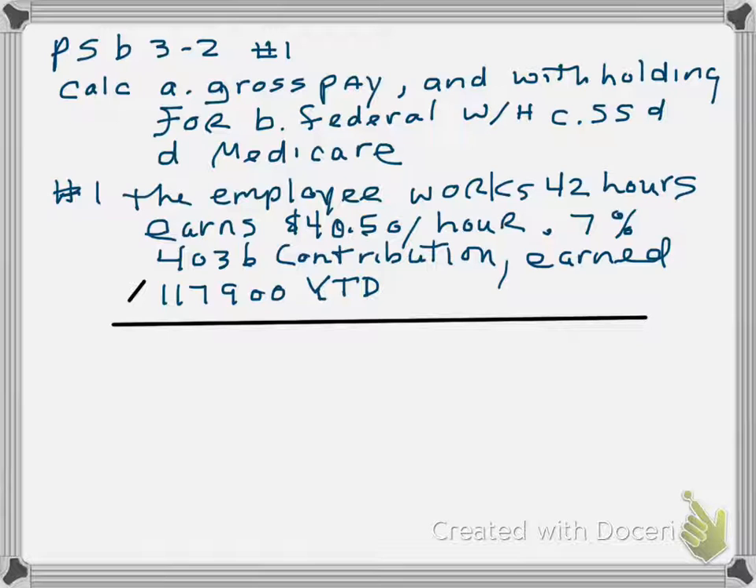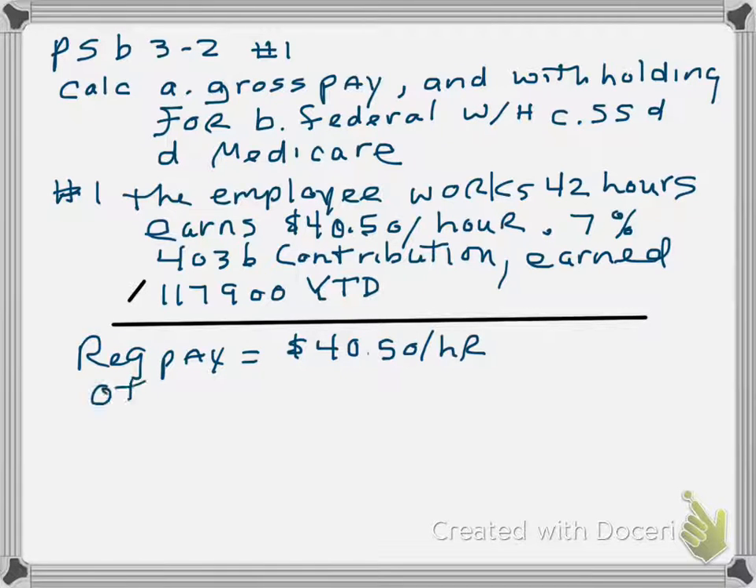First, we need to calculate the gross wages. Well, the regular rate of pay is $40.50 an hour. So our overtime rate is equal to the $40.50 per hour times 1.5, or $60.75.